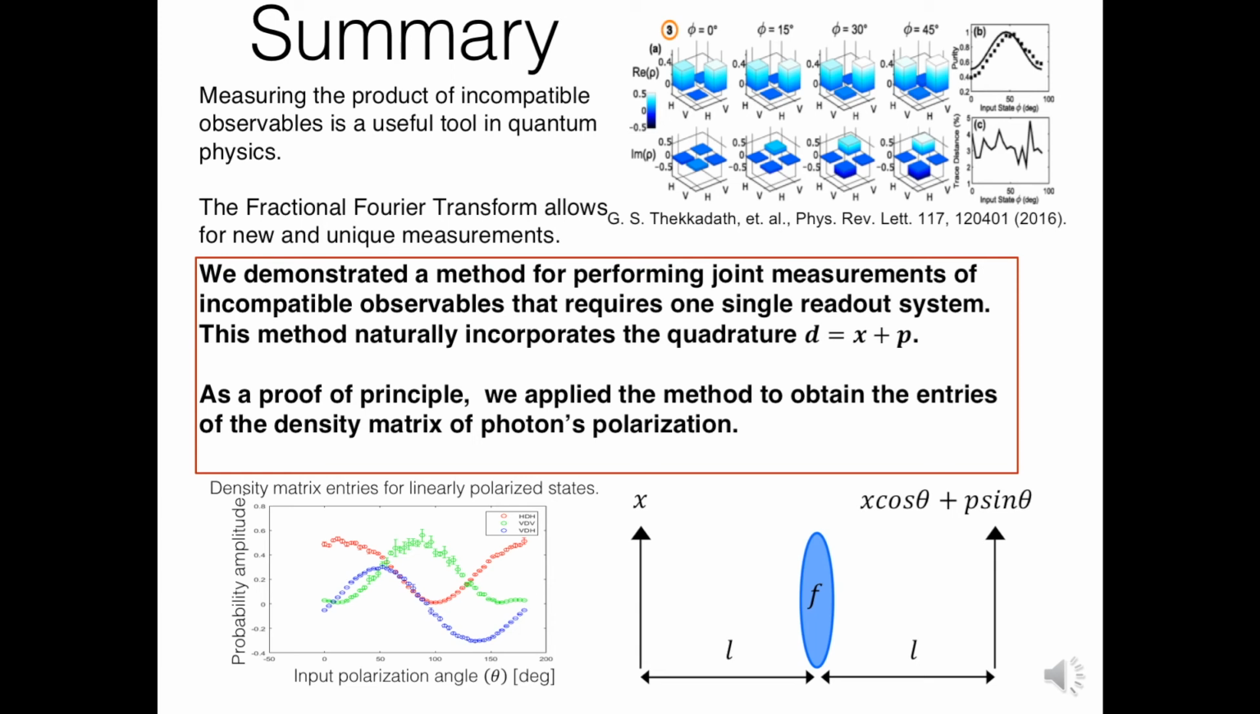So we demonstrated a method for performing joint measurements of incompatible observables that requires one single readout system. This method naturally incorporates a quadrature G. As a proof of principle, we applied the method to obtain the entries of the density matrix of photon polarization.